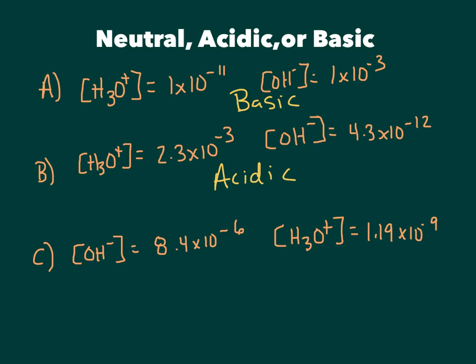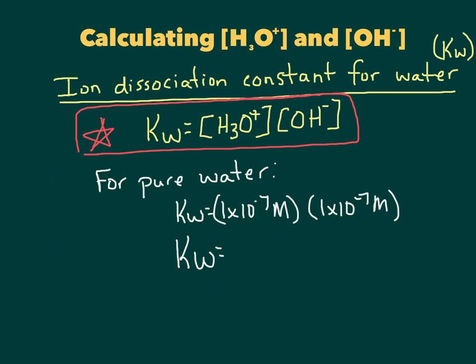This is the OH I listed first this time, and so that would make this a basic solution. Now that brings us to the question, how do we calculate the hydronium and hydroxide ion concentration? Well, we're going to use an ion dissociation constant for water, which is called Kw. This is the formula to find Kw. Kw equals the hydronium ion concentration times the hydroxide ion concentration.